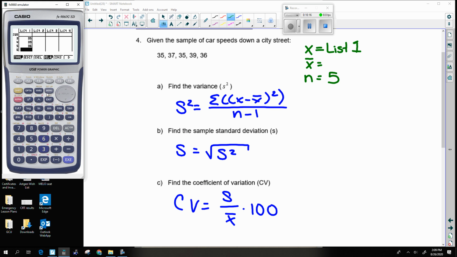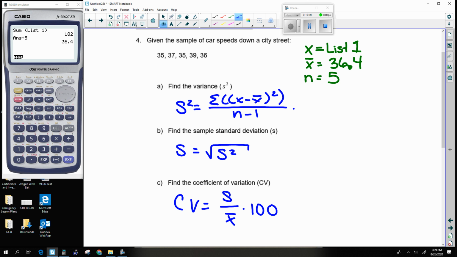I need to find the average. So I go to my main calculator, I add them up, and divide by the number of numbers. And so I see my X bar is now 36.4. Now I have all the tools to make my formulas work.